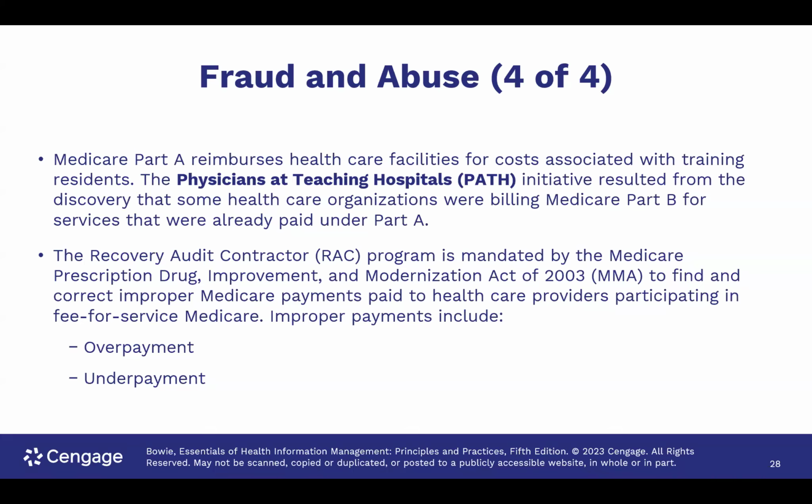Now we get into more interesting stuff. The Recovery Audit Contractor Program. And this started with the Medicare Prescription Drug, Improvement and Modernization Act of 2003. This was created to find and correct any improper Medicare payments paid to healthcare providers that were participating in fee-for-service Medicare. These are basically collection agencies, so they would get a percentage of anything that Medicare overpaid to a hospital or a physician's office.